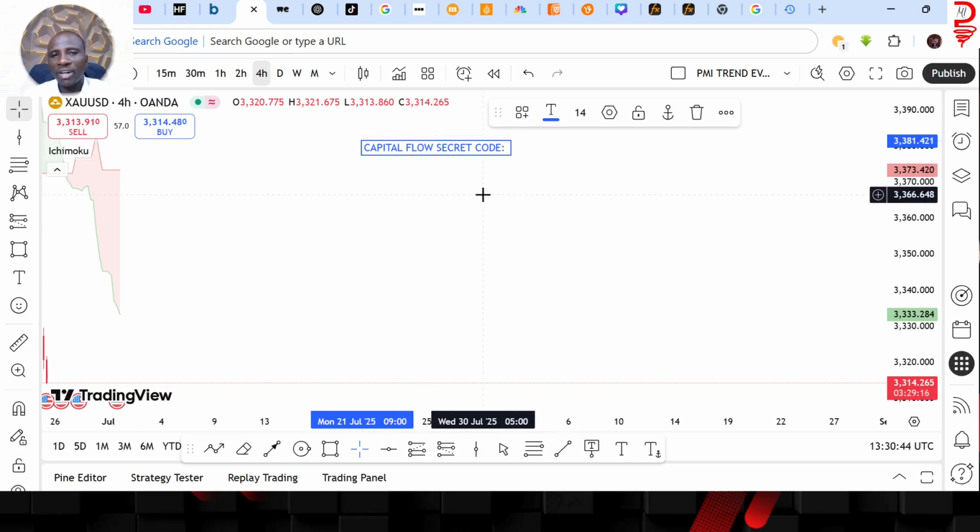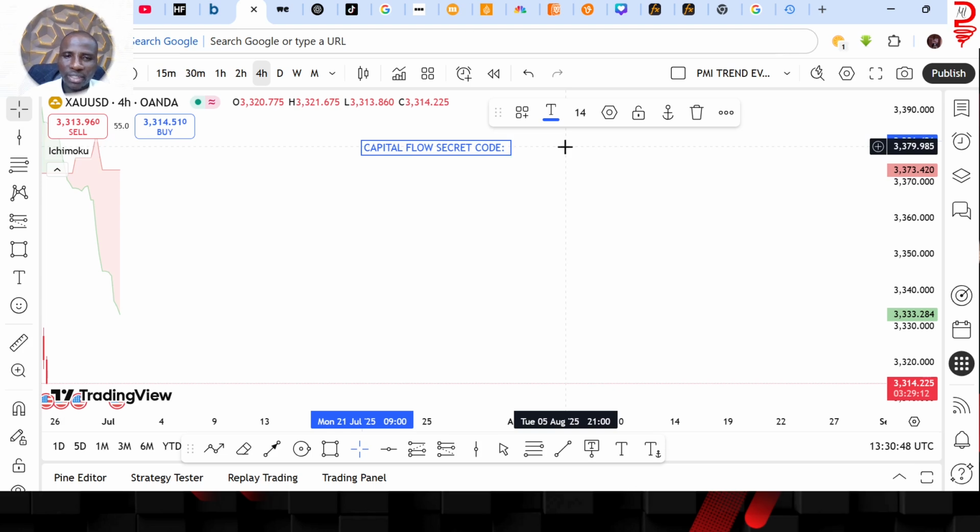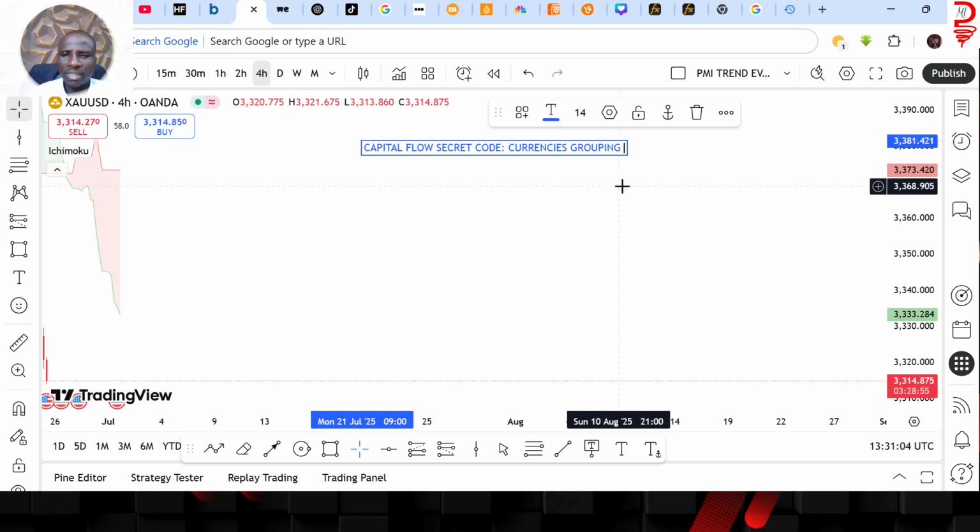I don't know if you have heard of it anywhere, but I'm going to be sharing it with you for free. I just want you to pay close attention to me. And this secret code is what at Potential Miners we call currency grouping. Currencies grouping. I want you to listen attentively because this is very important.